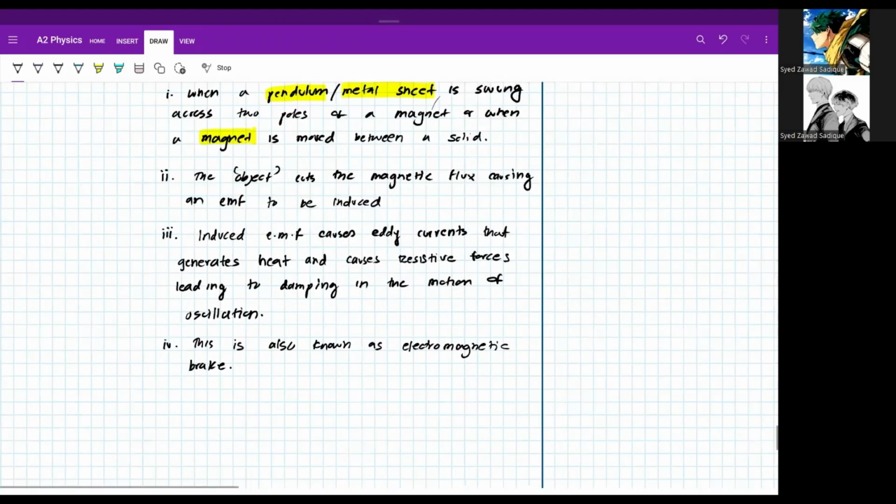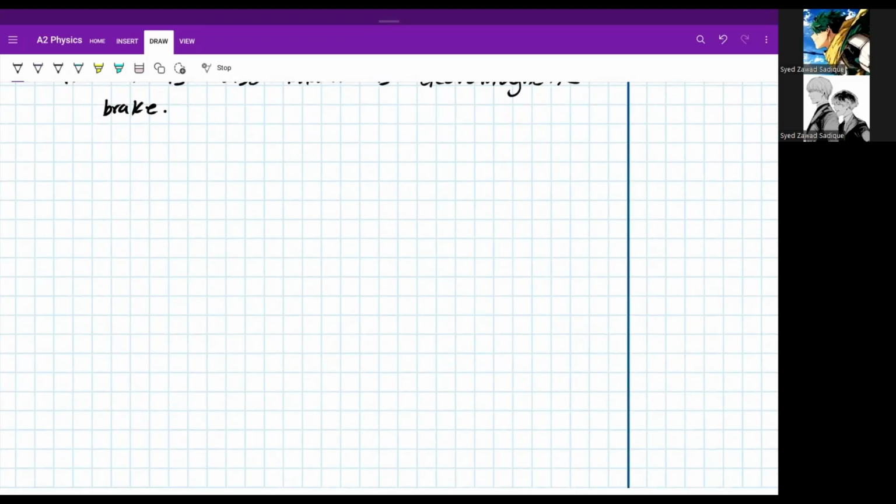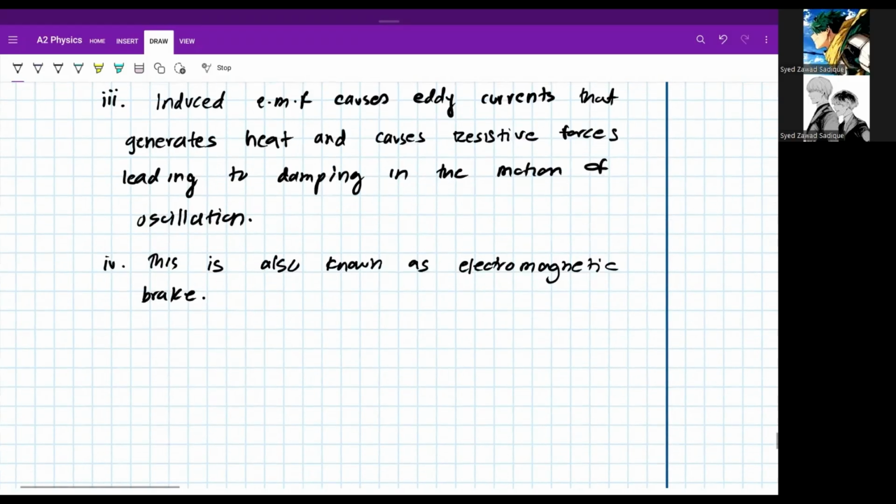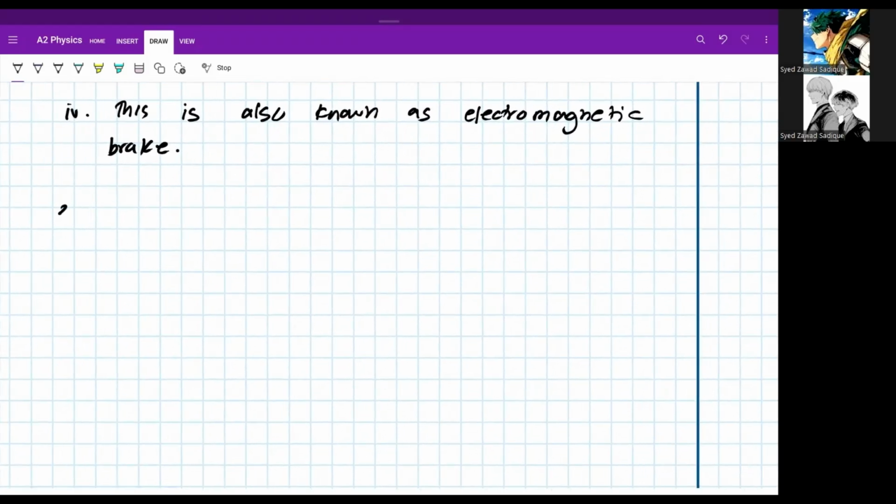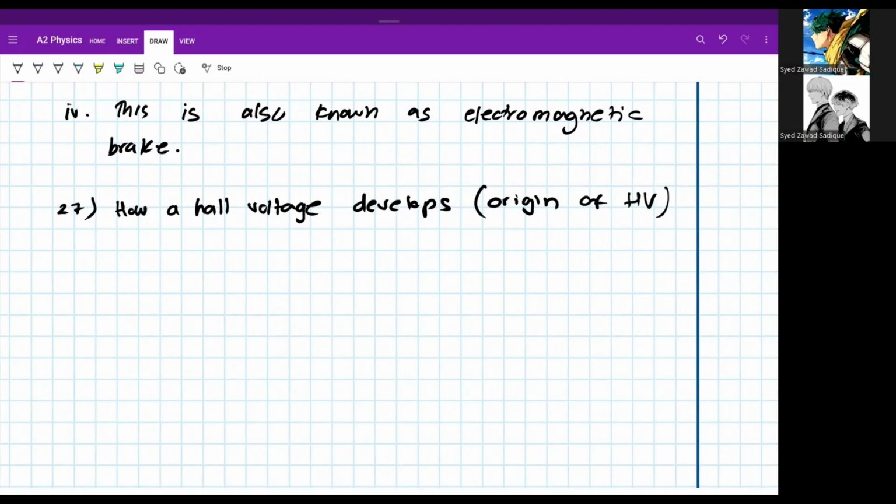Okay, 27. We have two more concepts and then we will be done. Actually, no, we have one concept left. This is 27, I think. This is the biggest one so far. How a Hall voltage develops. This is also called origin of Hall voltage.